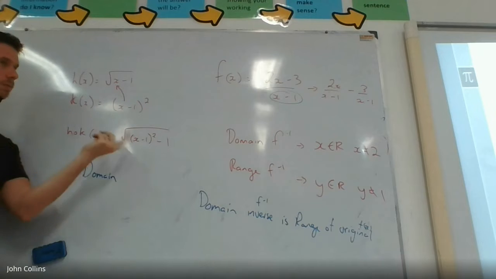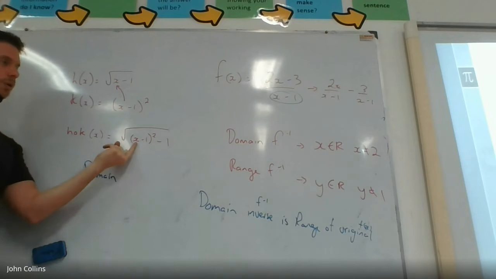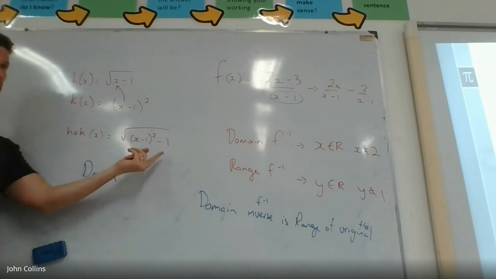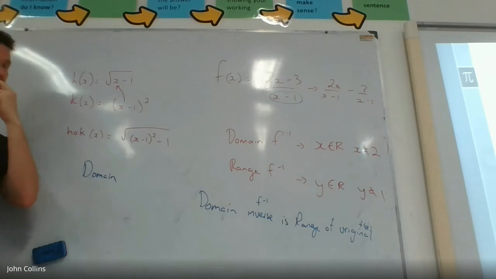Yeah. What about 1.5? 1.5, that's 3 over 2. 1.5 take away 1 is a half. Half squared is a quarter. A quarter take away 1 is negative, it's negative 3/4. That's not allowed.